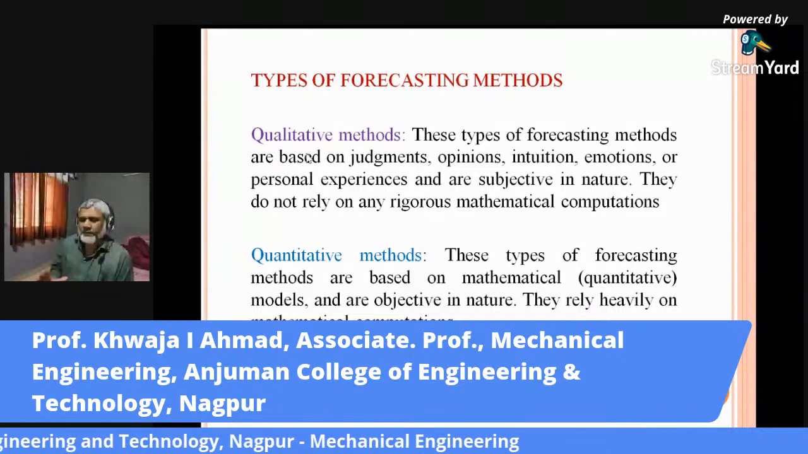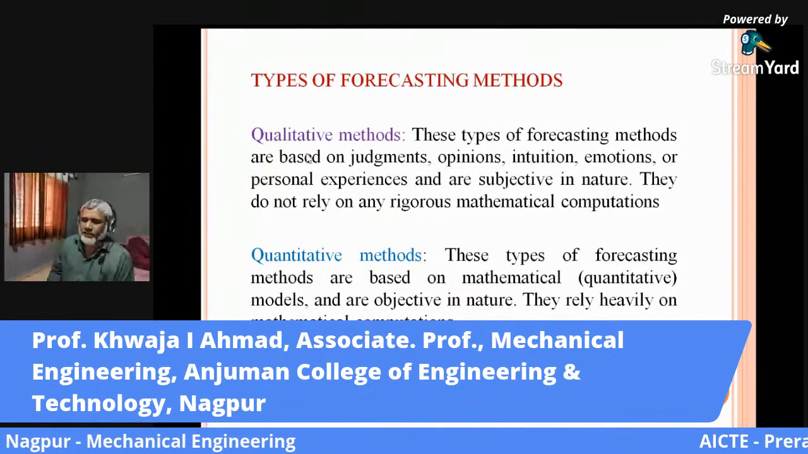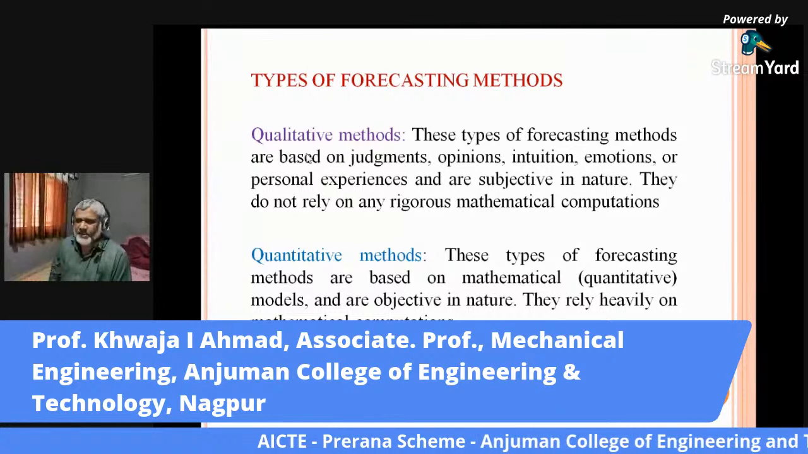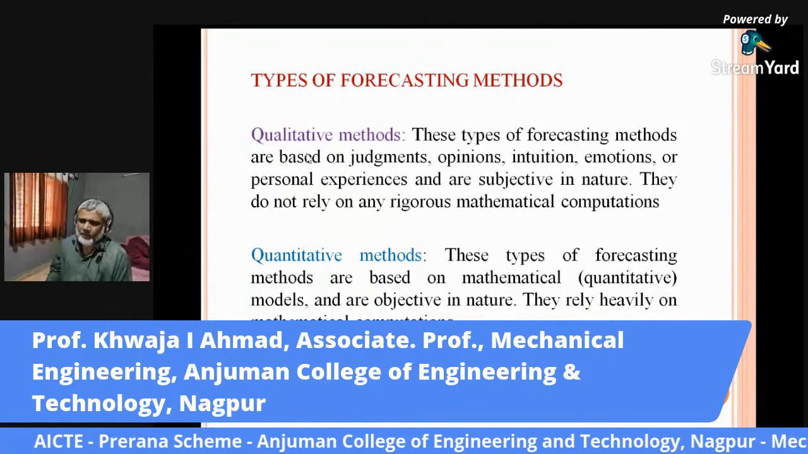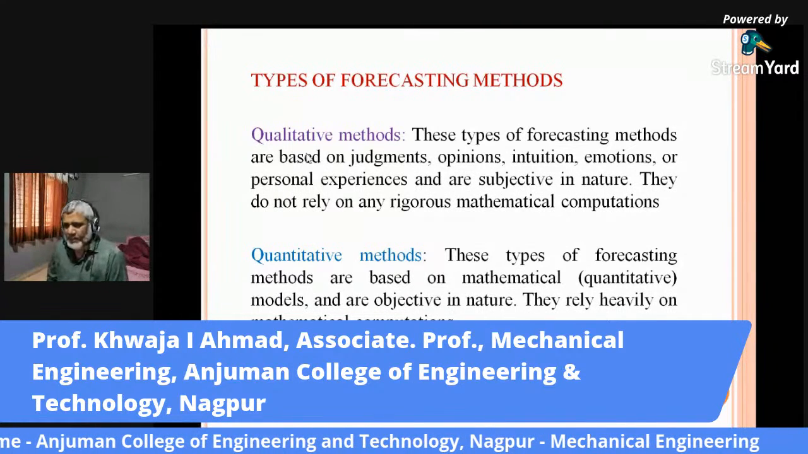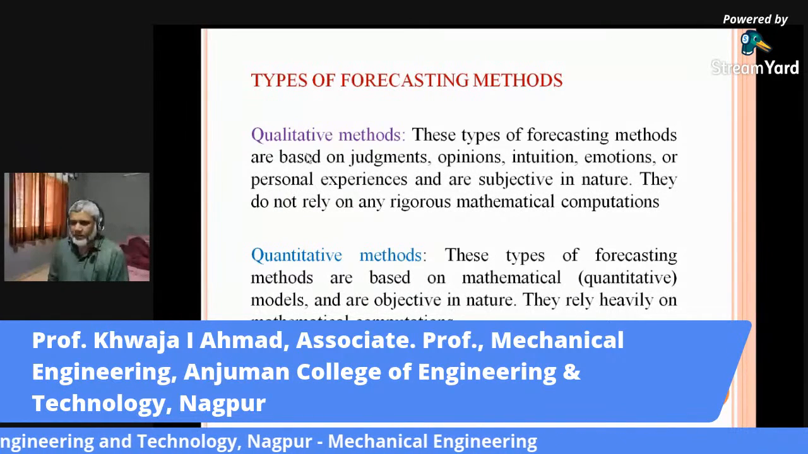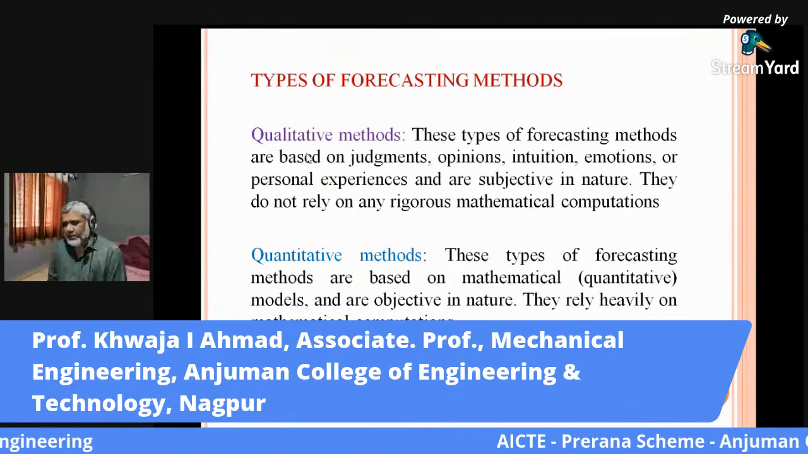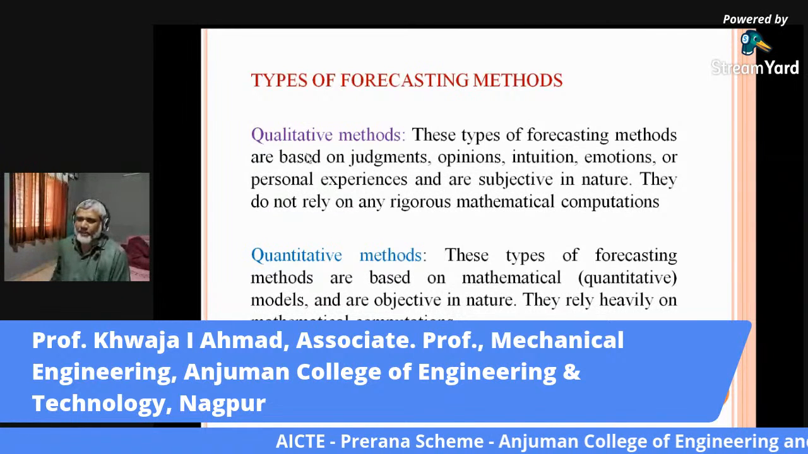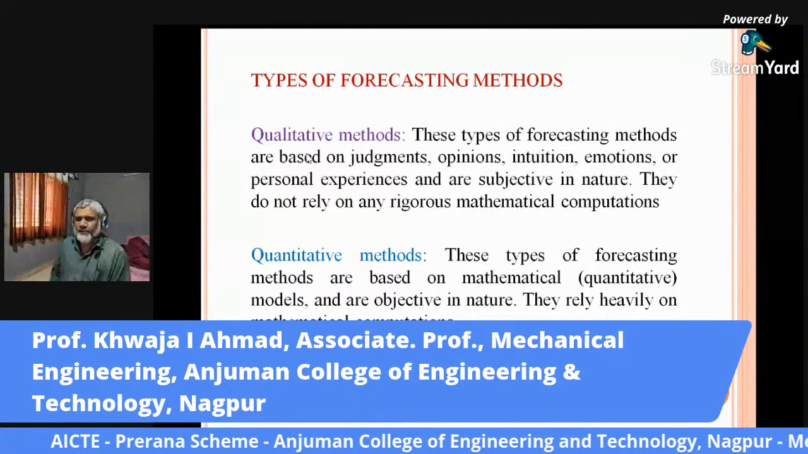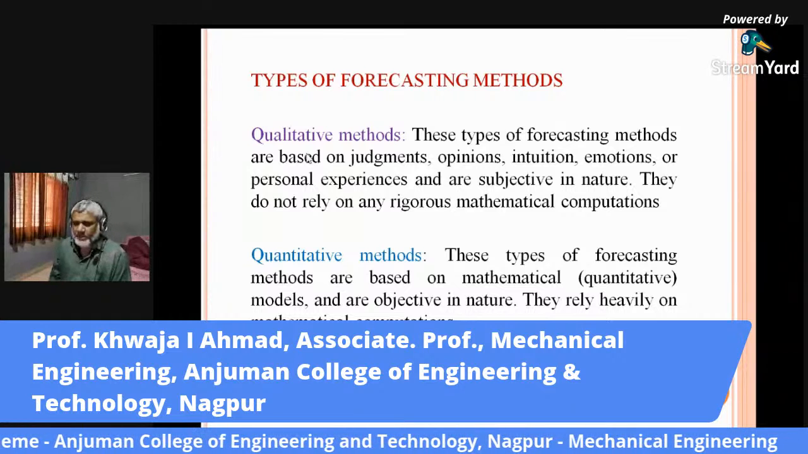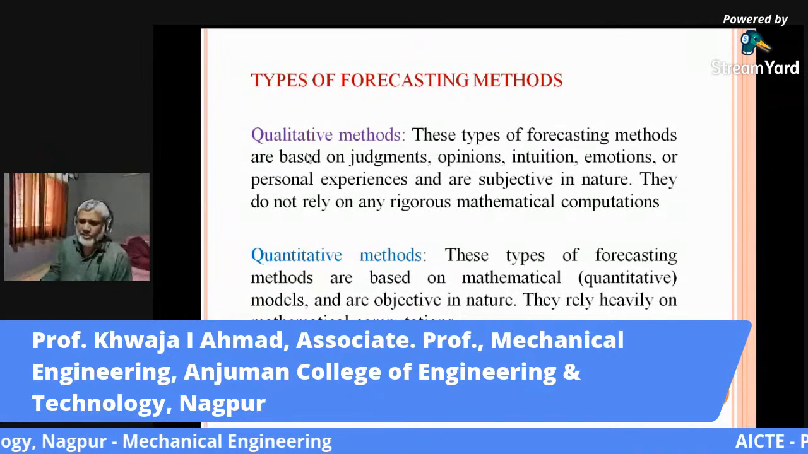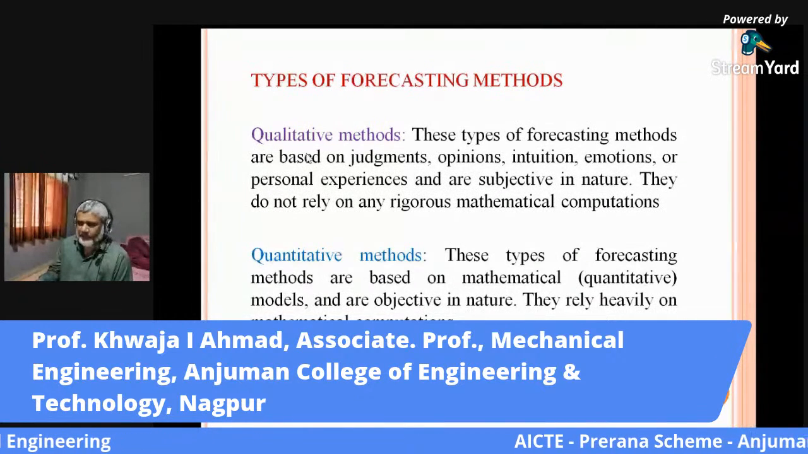They employ certain bases, certain methodologies, and based on those methodologies, some opinions are formed, some judgments are taken, and based on personal experiences, you can then forecast or predict the future. Similarly, another type of forecasting method is quantitative methods. These are based on mathematical models and are objective in nature, instead of subjective. They rely heavily on mathematical computations. That is the difference between qualitative and quantitative methods.